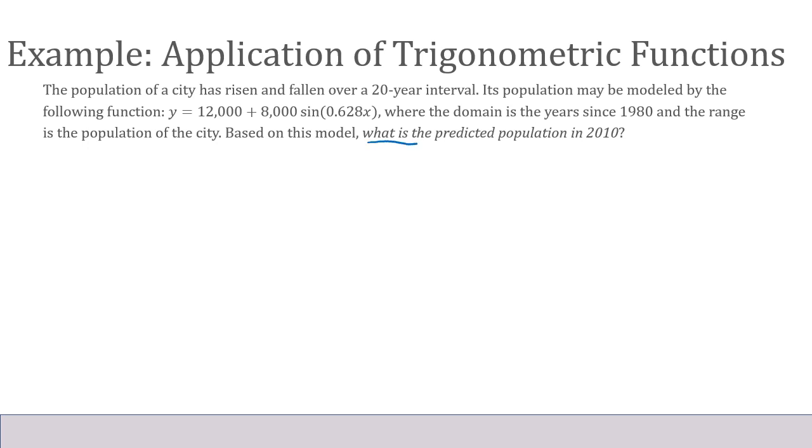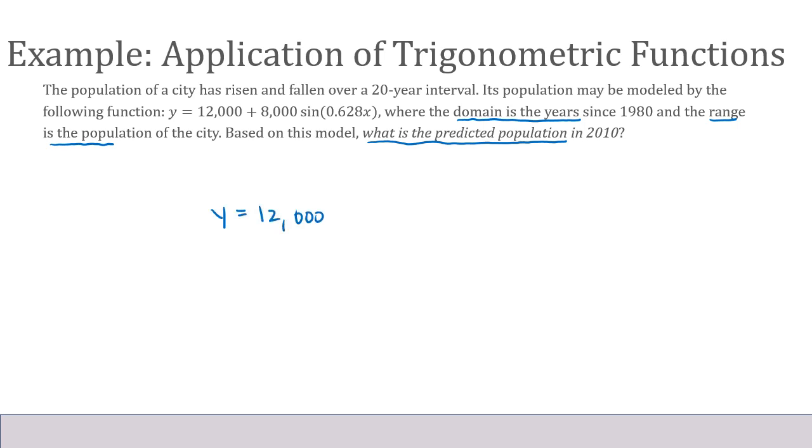So we are being asked to determine what is the predicted population. The first thing we have to do is determine whether or not we are being asked to solve for the domain or the range. The domain represents years, doesn't it? And the range represents population. So we are being asked to solve for the range. The range would be the output or the y value. So I know that I need to solve for y.